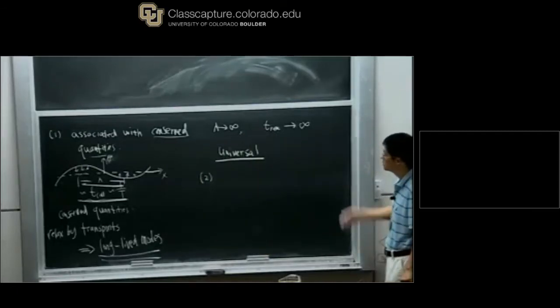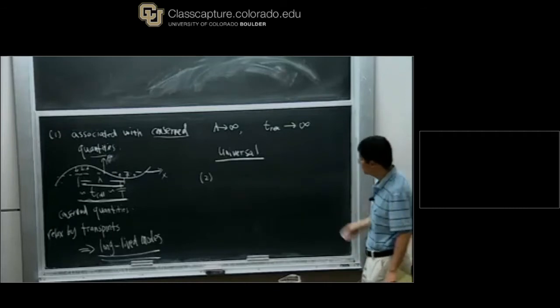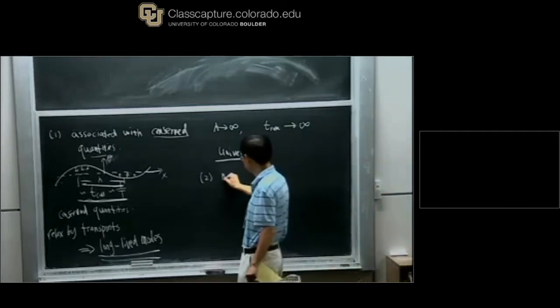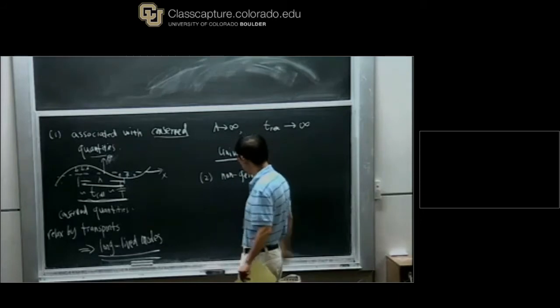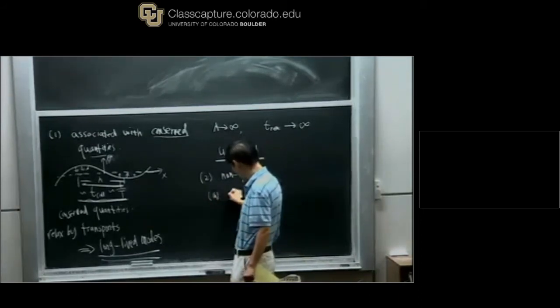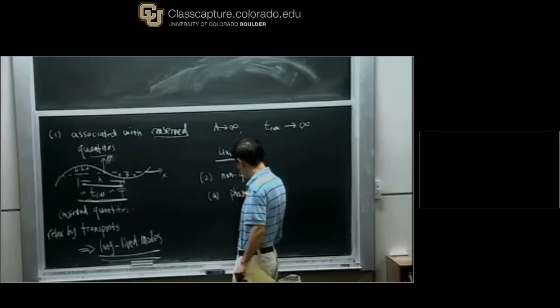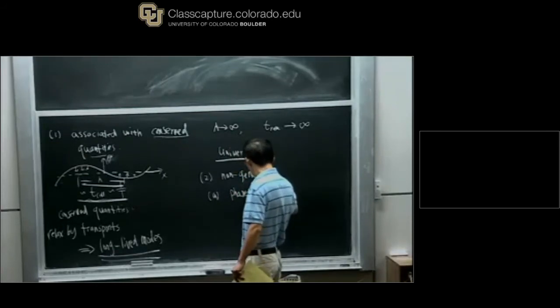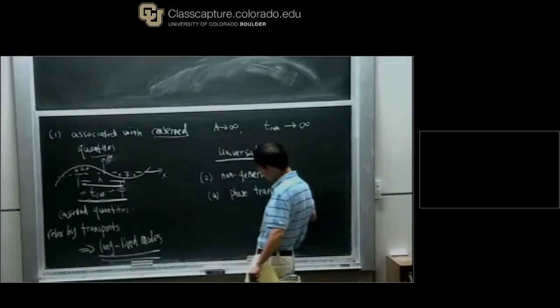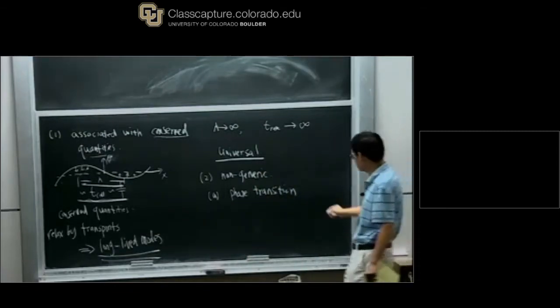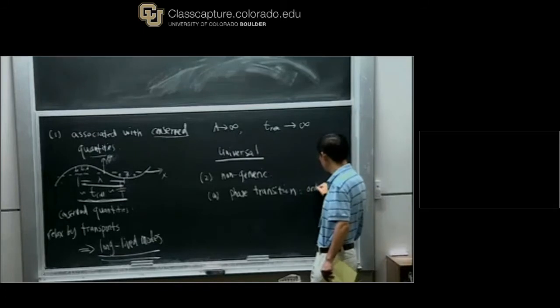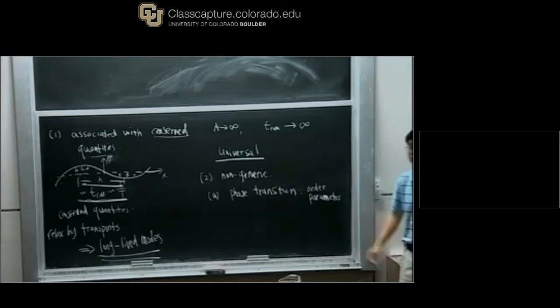Then the second type of slow modes are non-universal. They are non-generic. They're specific to individual systems. So, for example, if you are near a phase transition, then there's something called critical slowdown happening near the phase transition. Then the order parameter can also be a slow mode.